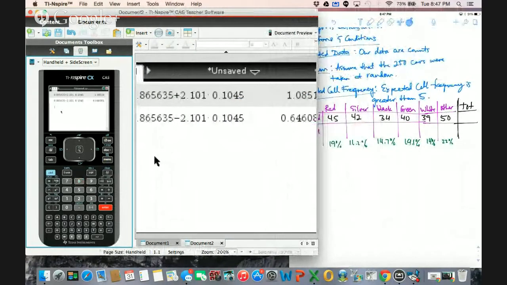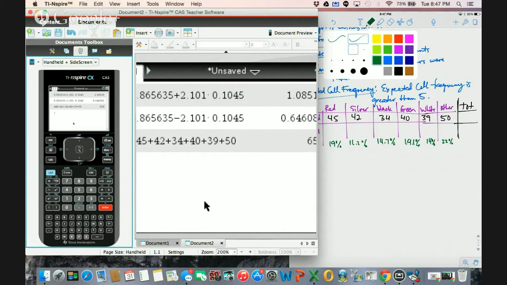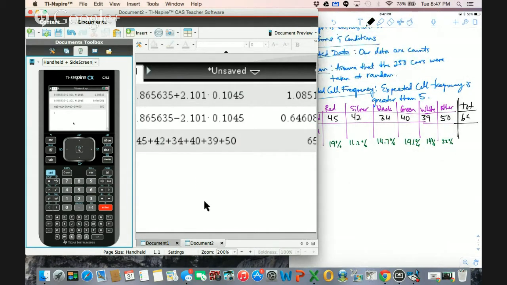All right, let's do a little bit of math. So we need to add 45 plus 42 plus 34 plus 40 plus 39 plus 50. We get 650. Okay, so that's our total. Now this one has to also add to 650.